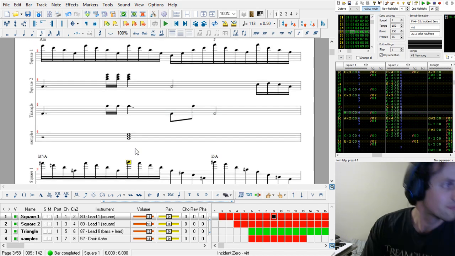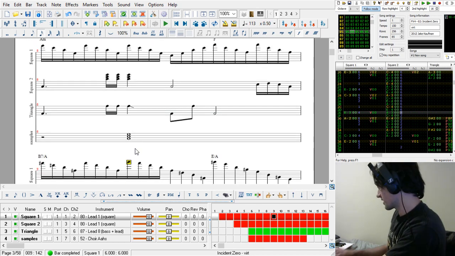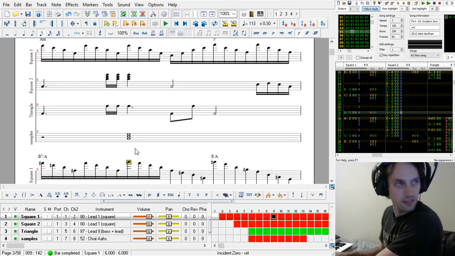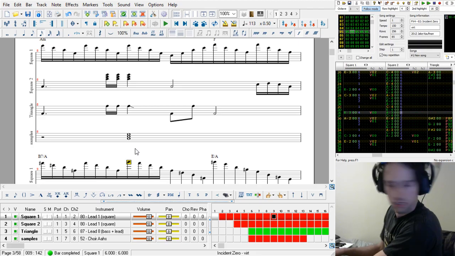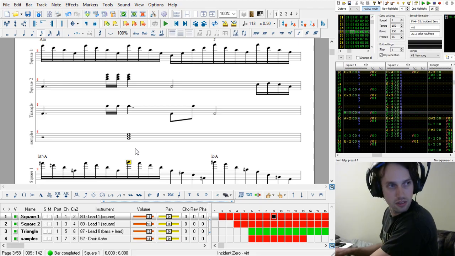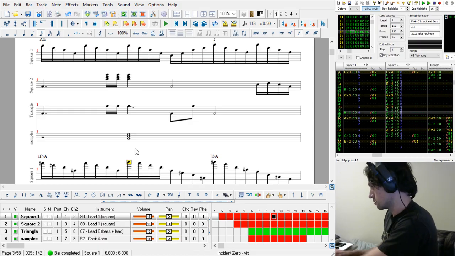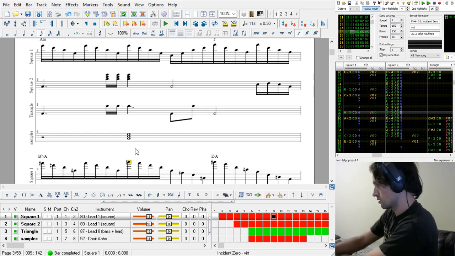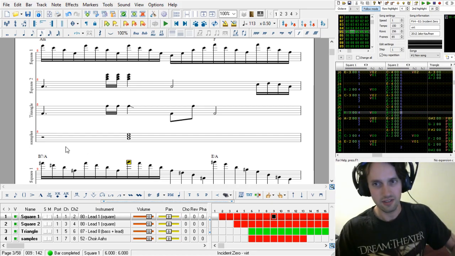Oh yeah, and this one climbs back up. How does this go? Da-da-da. Right. Yeah, some good arpeggios there.